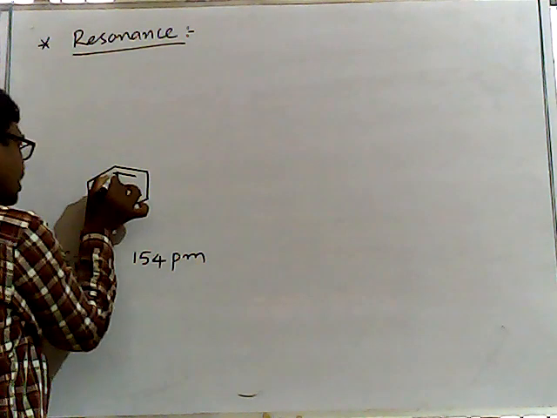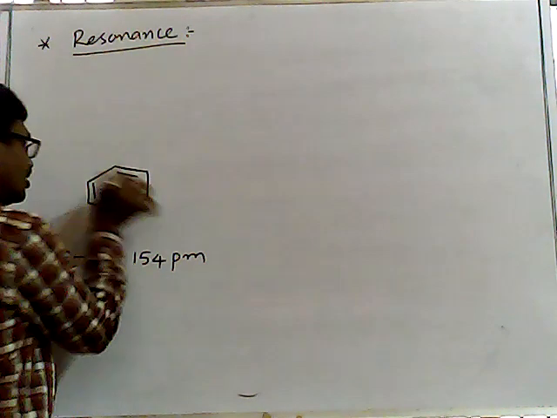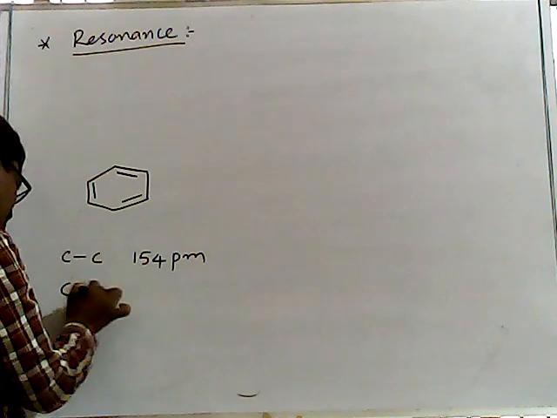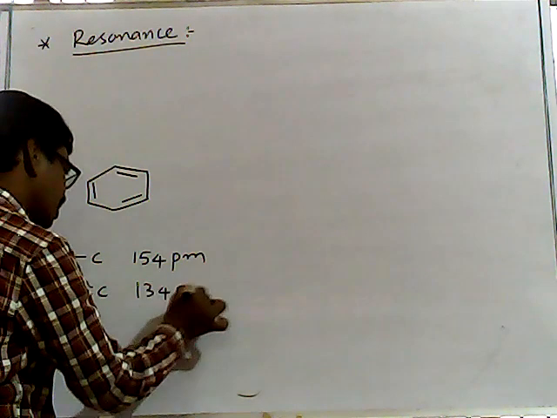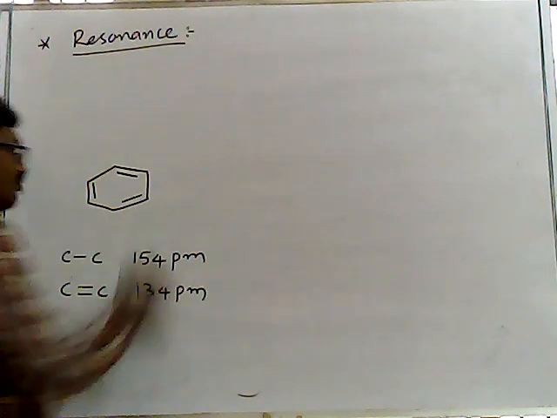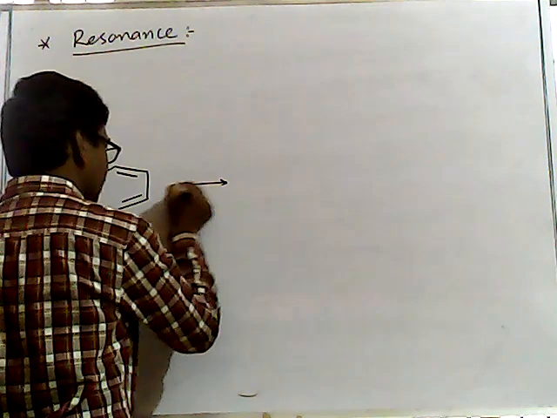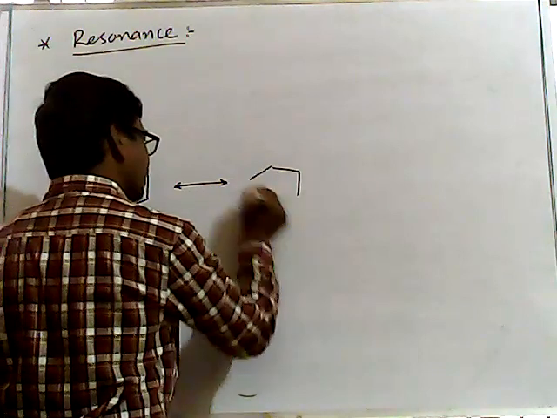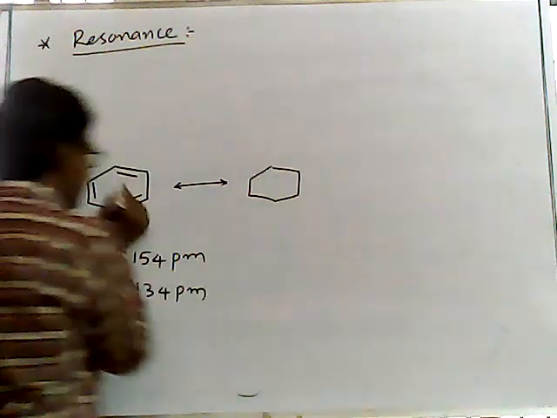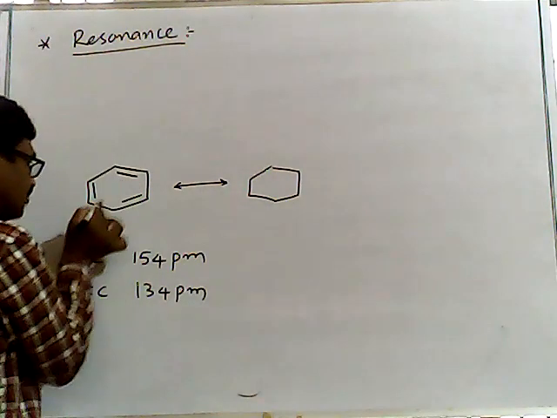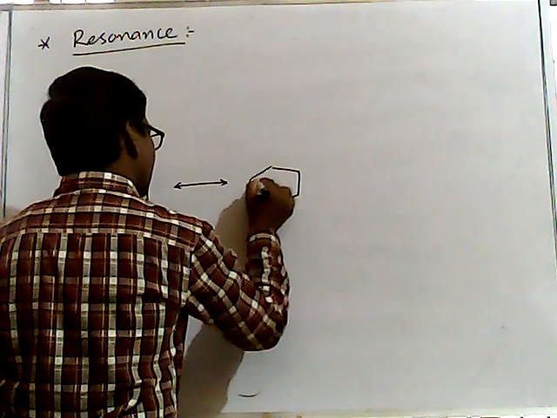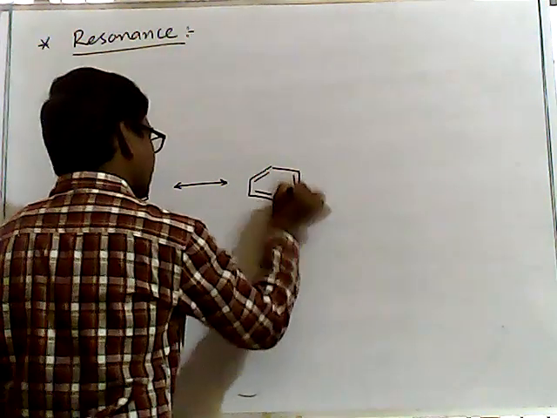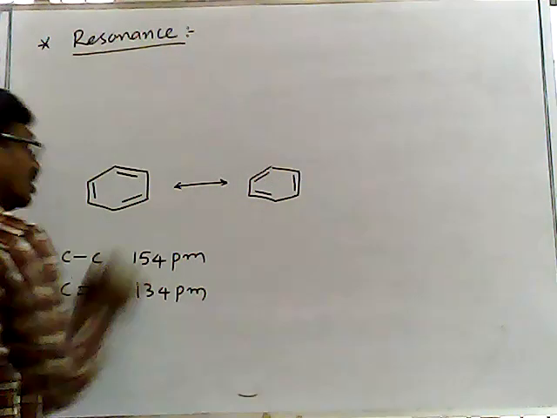And here you can observe a double bond. So the carbon-carbon double bond length is 134 picometers. For benzene we can write one more structure. What is the other structure we can write? See, whenever this bond is shifted here, this pi electron shifts toward this side, and this pi electron shifts toward this side. So we can write one more structure like this. So these two are called resonance structures.